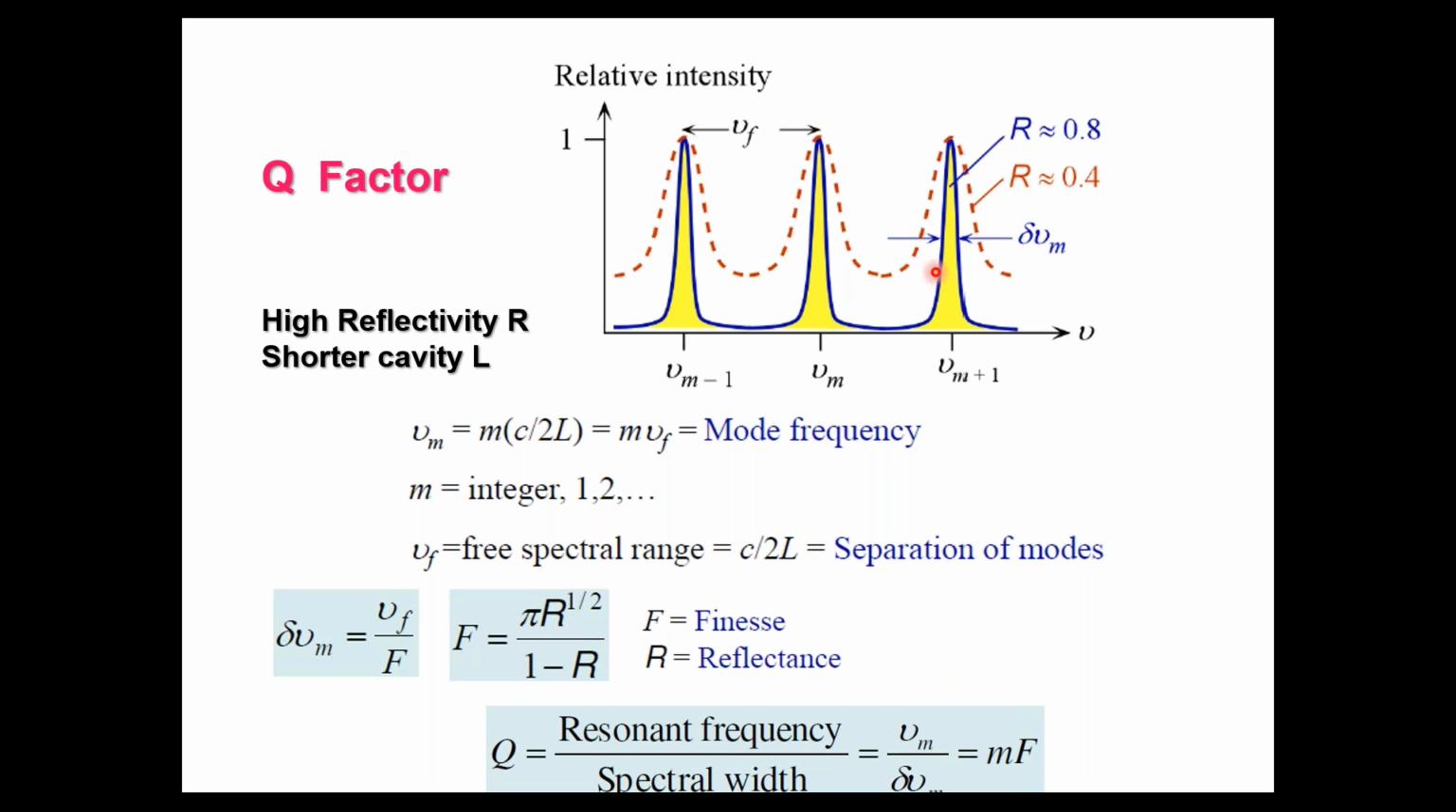And also the distance between the selected frequencies is controlled by the separation between the mirrors. So these are actually the selected modes, and the separation between them is controlled by the length, I mean the separation between the mirrors. And the Q factor is defined like this, that is the frequency divided by the frequency width.